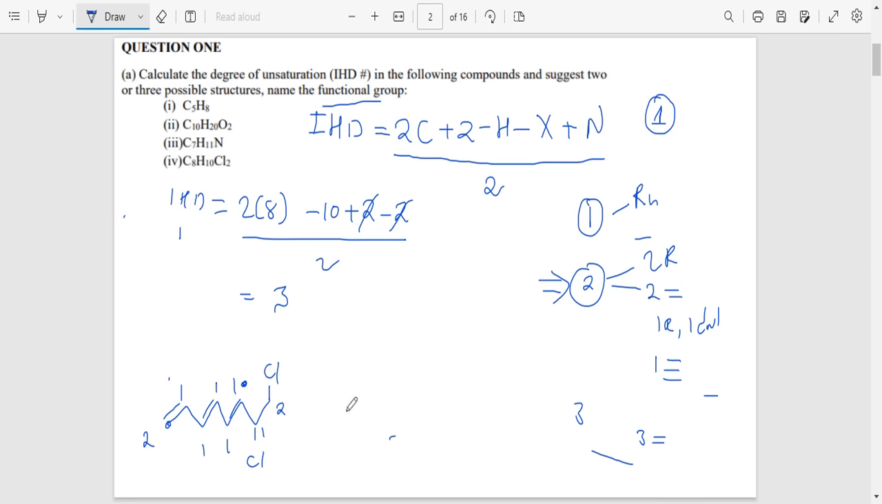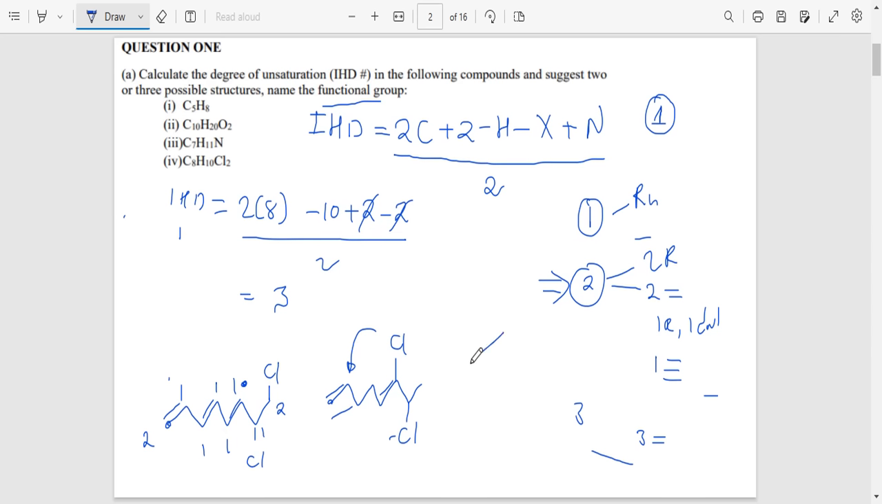What other structure are we able to write? I can again write 1, 2, 3, 4, 5, 6, 7, 8. Now we are remaining with putting, to make sure that we cater for the IHD, I can put a triple bond at any one point and then a double bond, and then just put the chlorines at any point. I can't put chlorine here because this carbon is already balanced. So I can put the chlorine here or any other point.